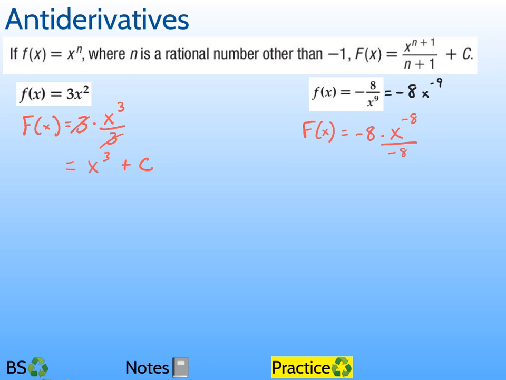And again, what happens really nicely here is this negative 8 cancels with that negative 8, and we're left with x to the negative 8, and don't forget plus c.